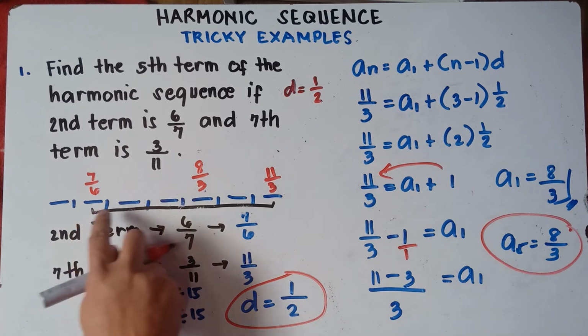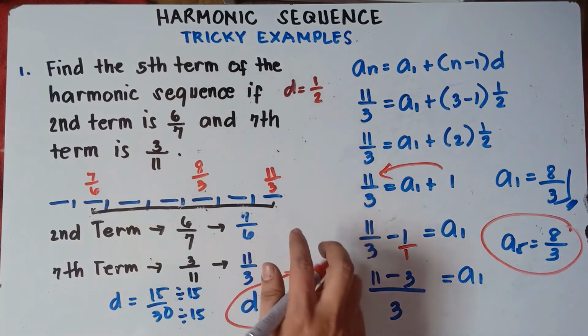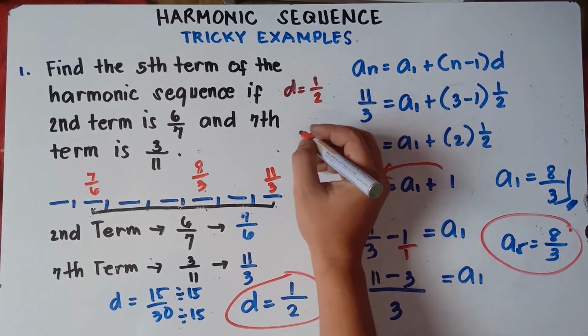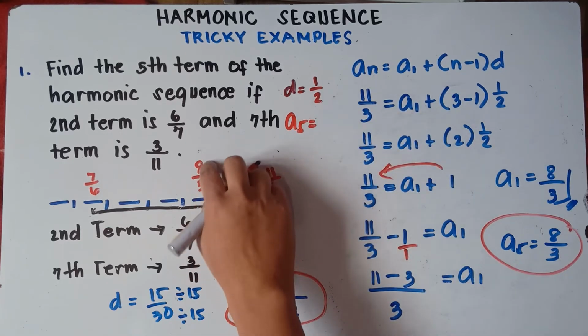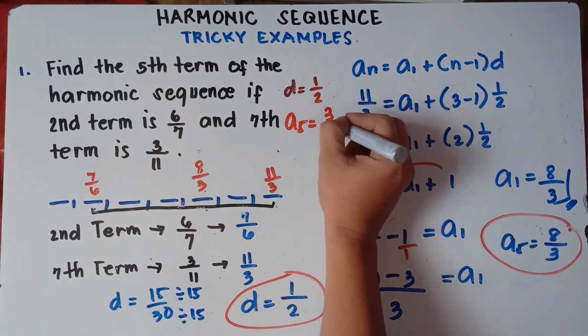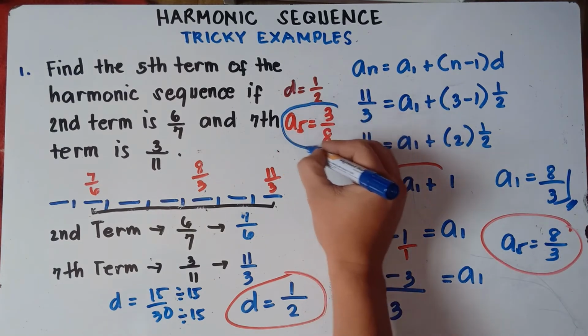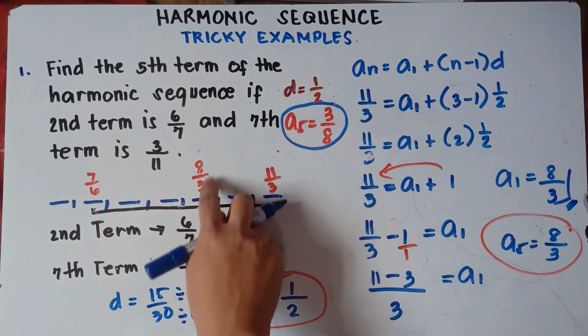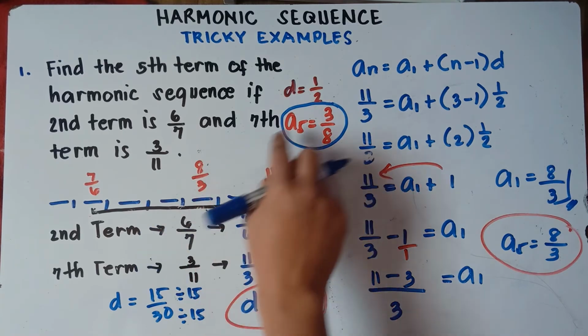Once again, these numbers are still an arithmetic sequence. Now, to find the fifth term of the harmonic sequence, get the reciprocal, the answer is 3 over 8. This is the final answer, class, 3 over 8. The answer for the arithmetic sequence is 8 over 3. To get the harmonic sequence, get the reciprocal, that would be 3 over 8.